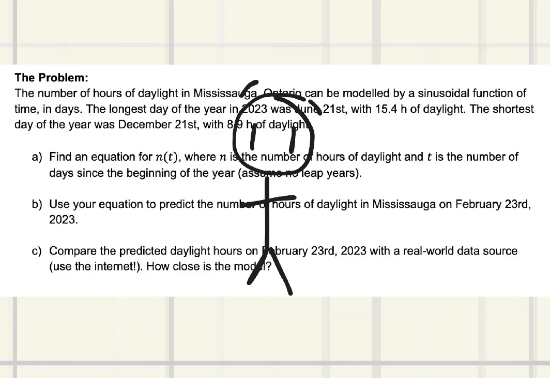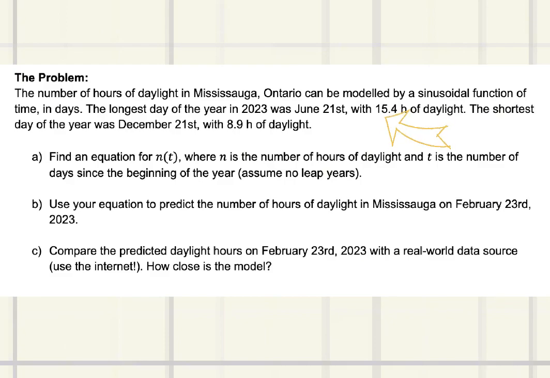So let's get started. First of all, we're told that the longest day is June 21st with 15.4 hours of daylight, and the shortest day is December 21st with around 8.9 hours of daylight. Our goal is to create a trig model for daylight hours throughout the year, use it to predict the daylight on February 23rd, and then compare it with real world data.